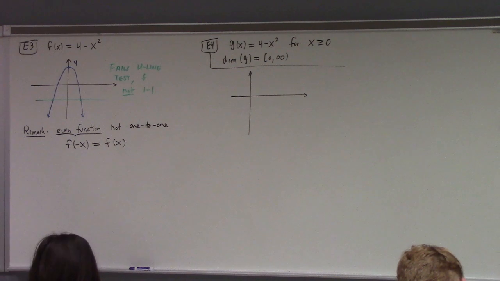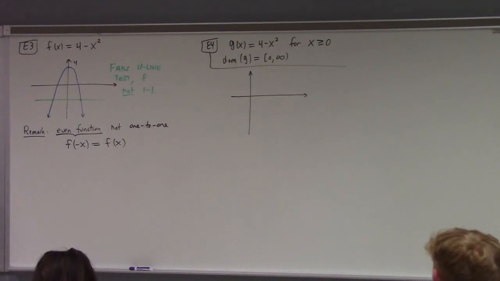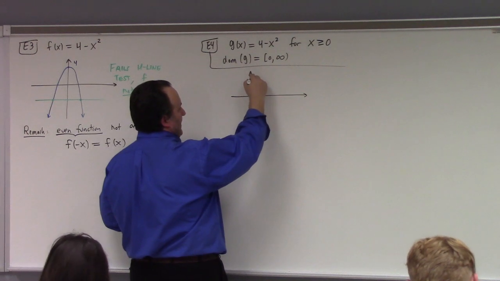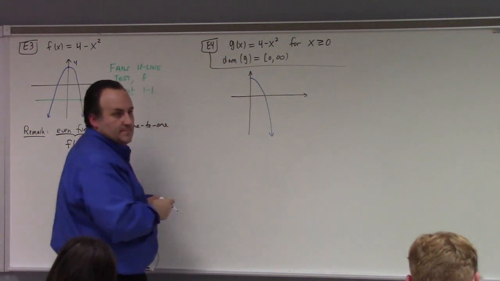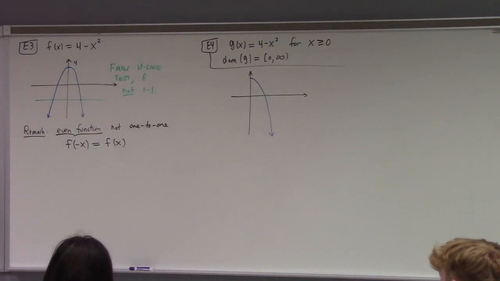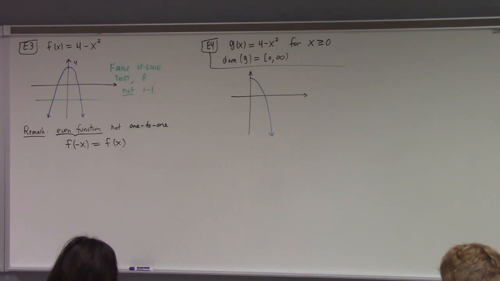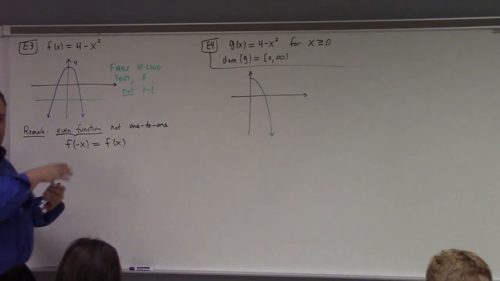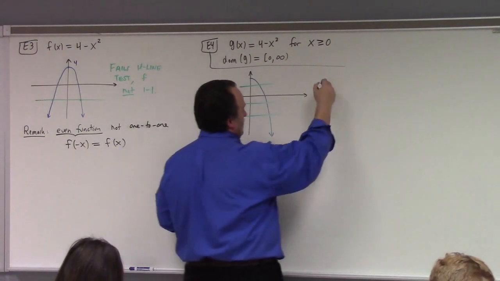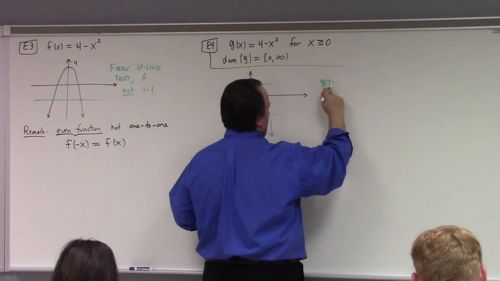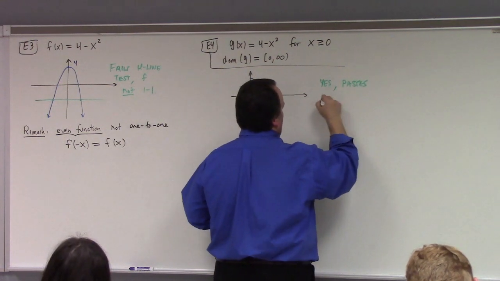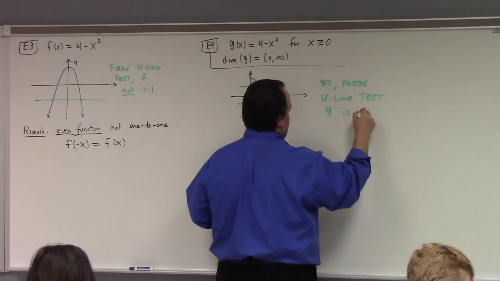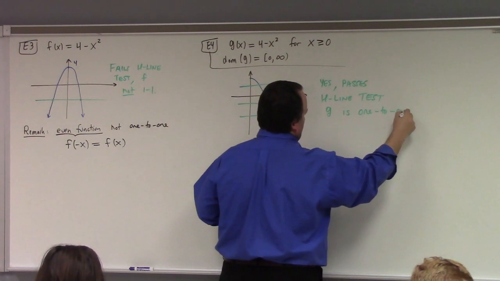So what do we got then? Right. So the graph is just half, right? It's half of the previous one. The same points, but only the positive ones, yeah? And the y-intercept is at 0, 4. Is that 1 to 1? I believe so. See, because it passes the horizontal line test, right? So, yes. Passes horizontal line test. g is a 1-to-1 function.